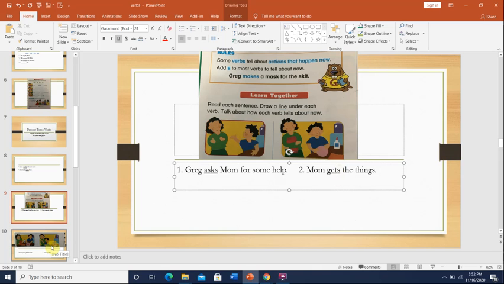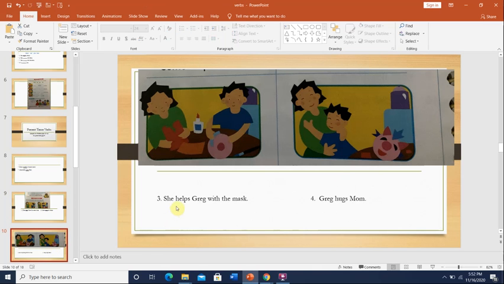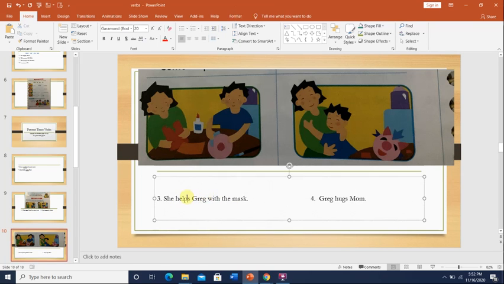Okay, if we go to number 3, she helps Greg with the mask. Okay, what is the verb? Helps. Okay, what tells you that this is happening now? The S that we added to the verb. Greg hugs Mom. What action word here is in the sentence? Hugs. Hugs is the action word that is in the sentence, and S shows you that it's happening now.